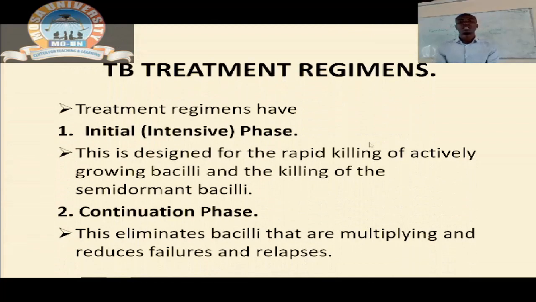TB treatment regimens. The first stage is the initial phase. This is designed to kill the rapidly growing bacilli, and also the semi-dormant bacilli. That is the initial phase in the treatment of tuberculosis. The second one is the continuation phase. That is where we eliminate or reduce the multiplication of the TB bacteria and also reduce failure and relapse.